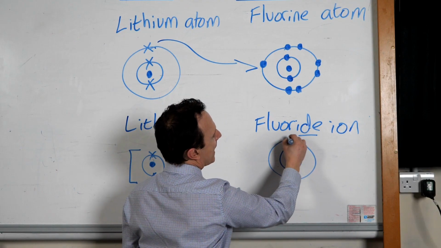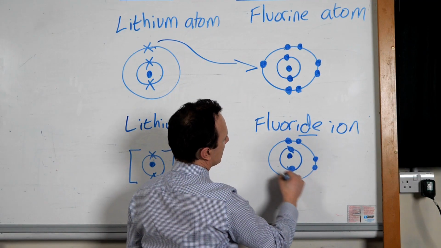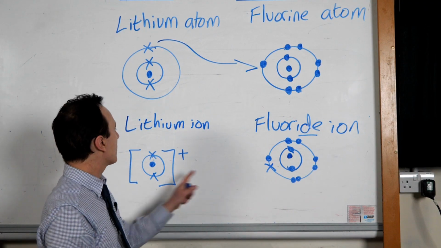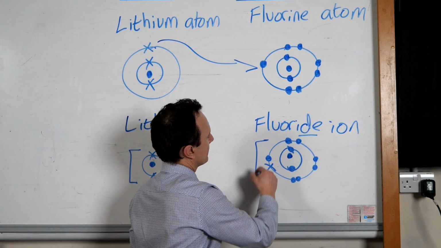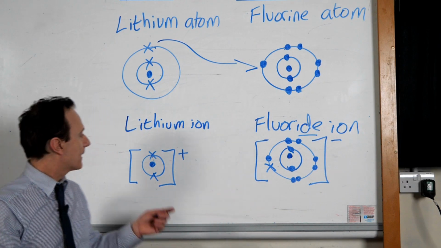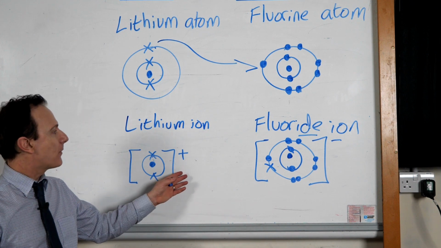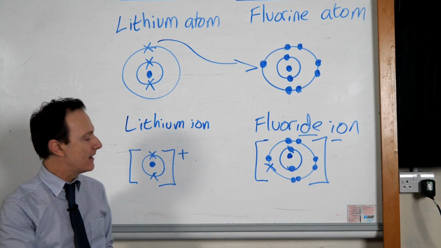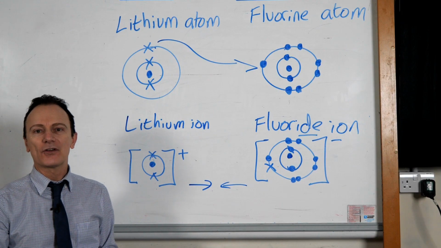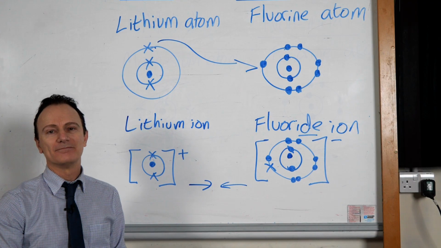Still got the electrons it had before, 7 on the outer shell, but it's also got this extra one here, which I'm showing with a cross, because this electron came from lithium. And the fluoride ion will now be a 1 minus ion because it's got that extra negative electron. We've got a positive ion and a negative ion, and these two will attract each other together. That's called an electrostatic force of attraction, and it's a very strong ionic bond.